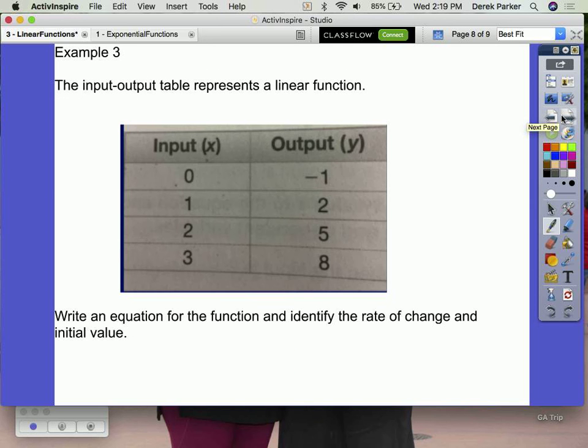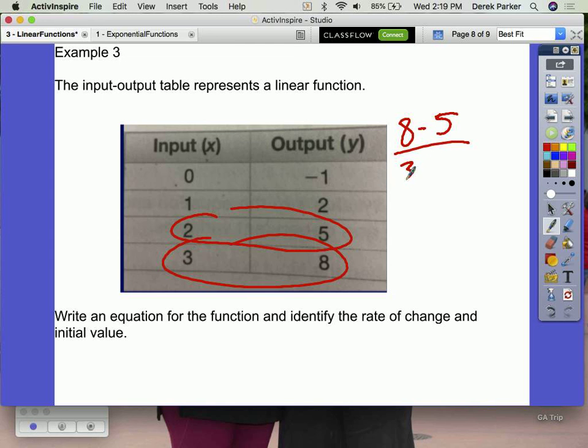Input-output table again. So this time I want you to write the linear equation. To do this, the first step, always find your slope. Choose two coordinates. I'm going to choose (2, 5) and (3, 8). Plug that into my slope formula. 8 minus 5 is 3 over 1. So m in this problem is equivalent to 3.